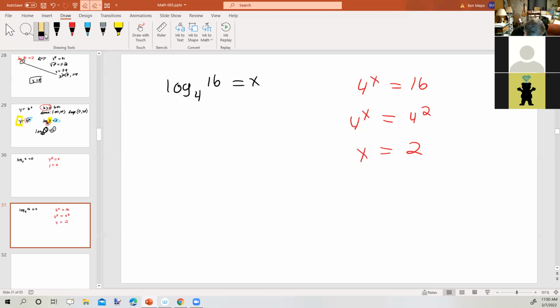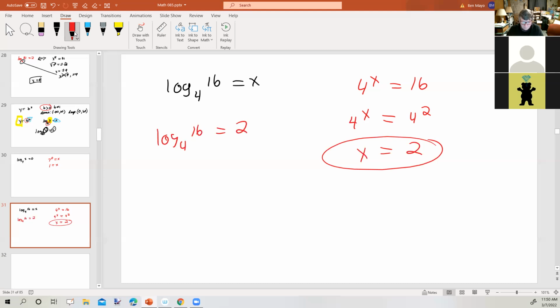And there are some fancy techniques that we will not be exploring this quarter. You'll probably learn them if you go on and take Math 140, Math 141. Anyway, so here we have x equals 2. So log base 4 of 16 equals 2. Questions about that example?